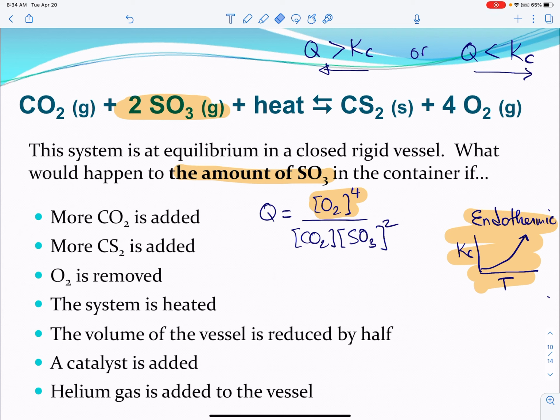All right, so far, we've had three stresses that caused forward shifts and therefore less SO3. And we had one situation where there was really no stress. You added the CS2, which was a solid, so it had no effect.